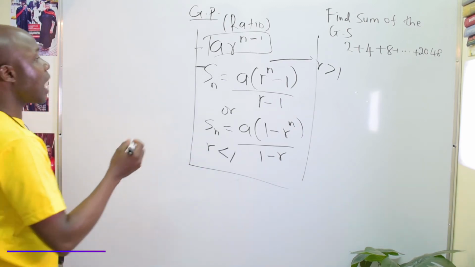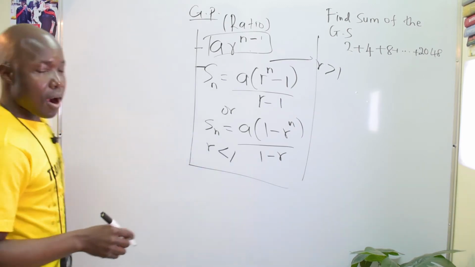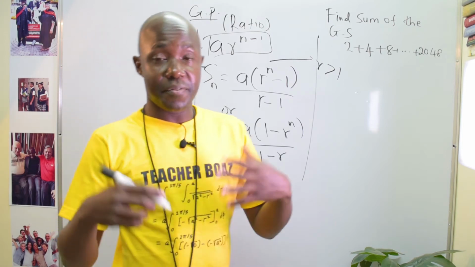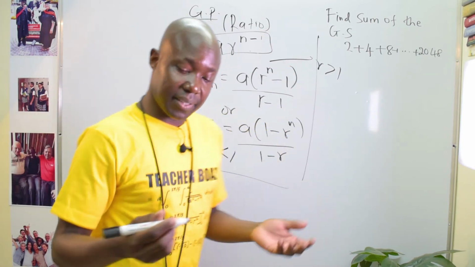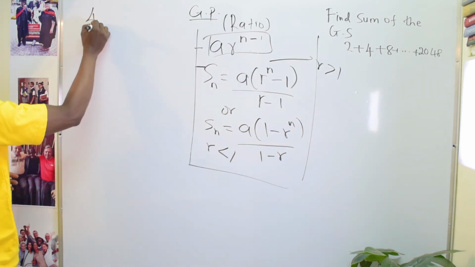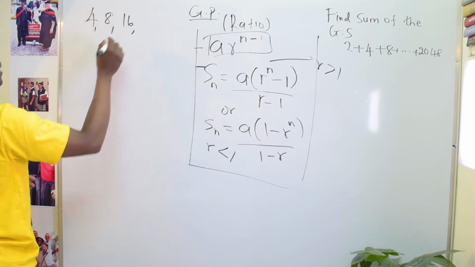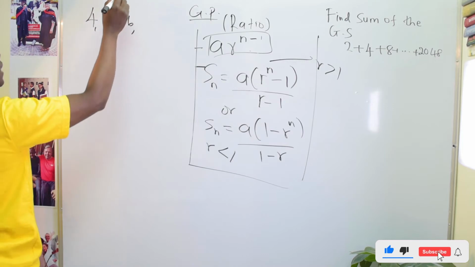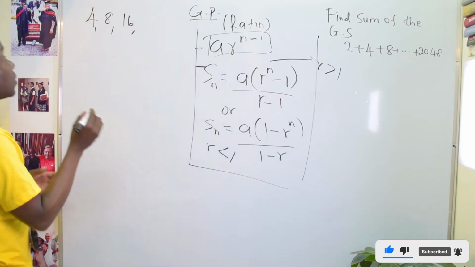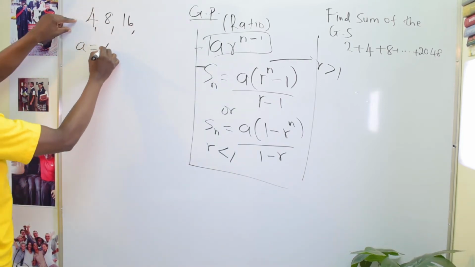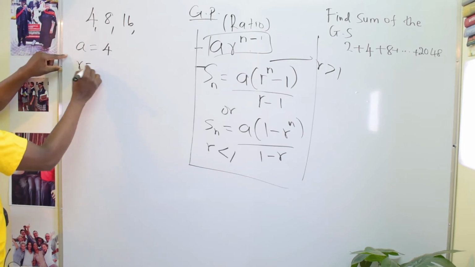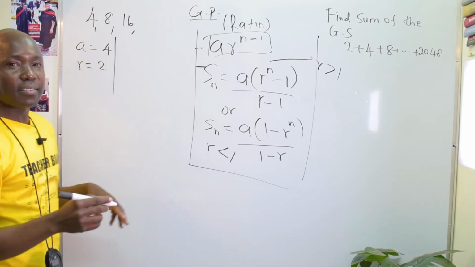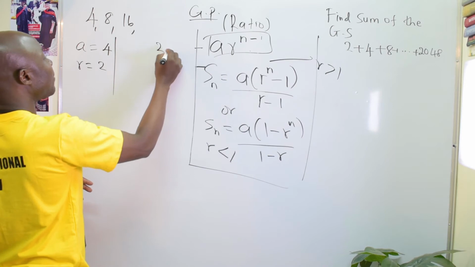Let me give you more examples so that we may walk on the same page. Somebody gives you, let's guess any numbers, maybe 4, 8, 16. So 8 divided by 4 is 2, and 16 divided by 8 is 2. So knowing our first term is 4, our common ratio is 2. Then if somebody asks you to find the 30th term.